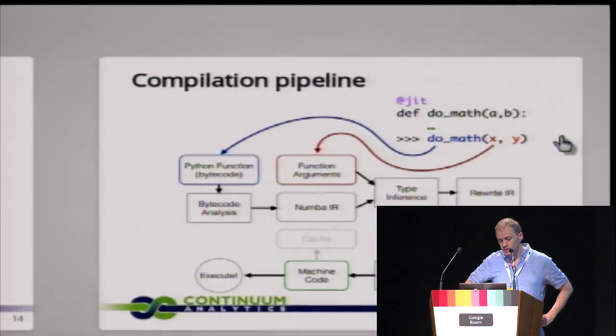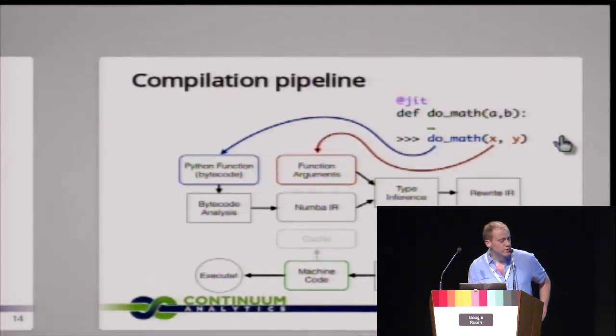So there is a small rectangle named cache, which is grayed out because it's not implemented yet, but ideally we will be able to cache either the machine code or the LLVM IR in order to have faster compilation times.